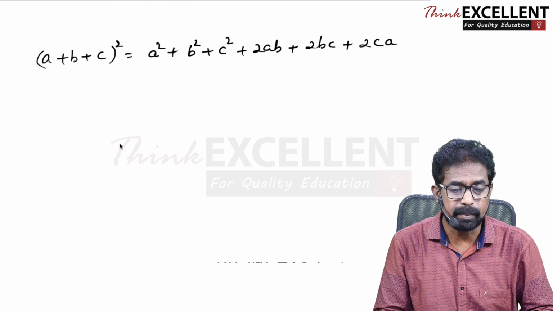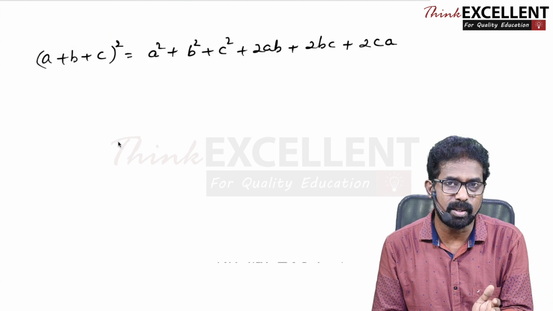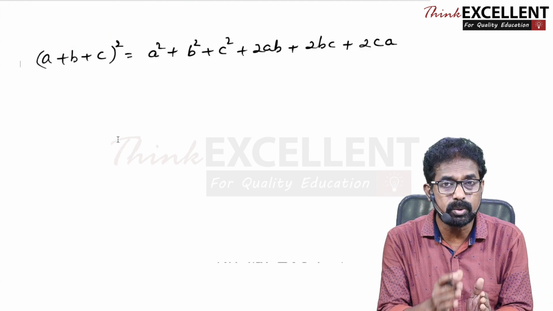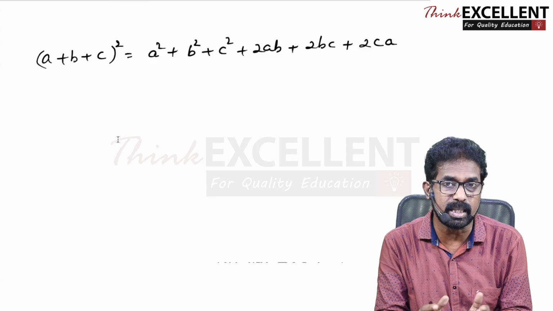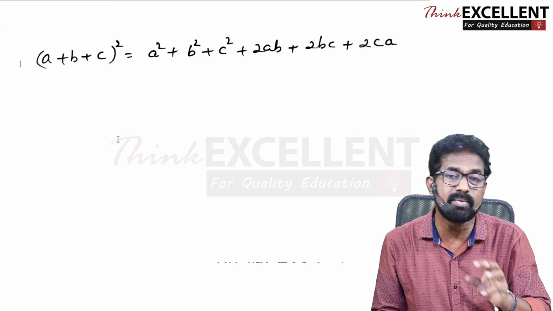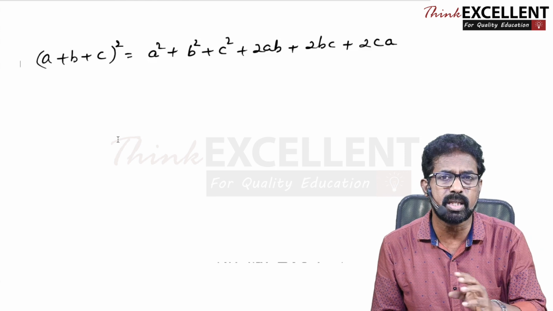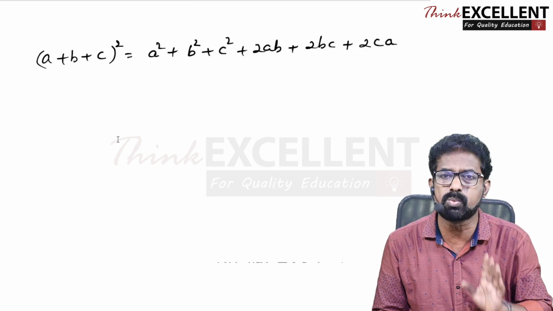(a + b + c)² is a² + b² + c² + 2ab + 2bc + 2ca. With this one formula, you can handle the cases even if they give some minus. No need to take different formulas. Just learn this one formula.